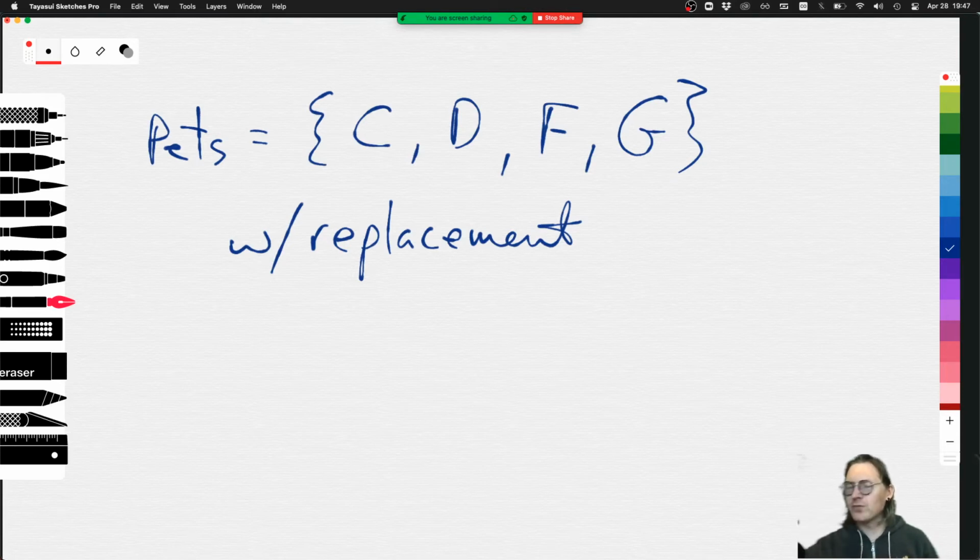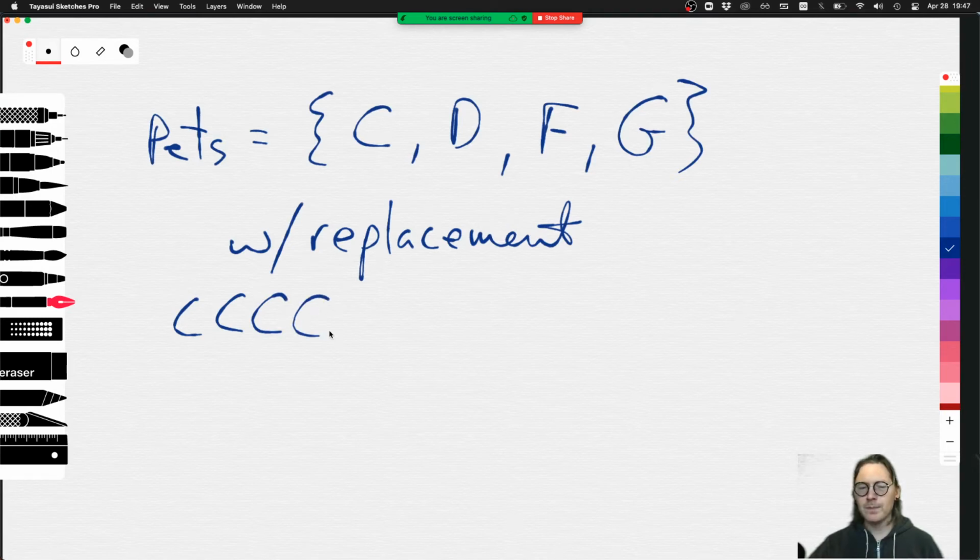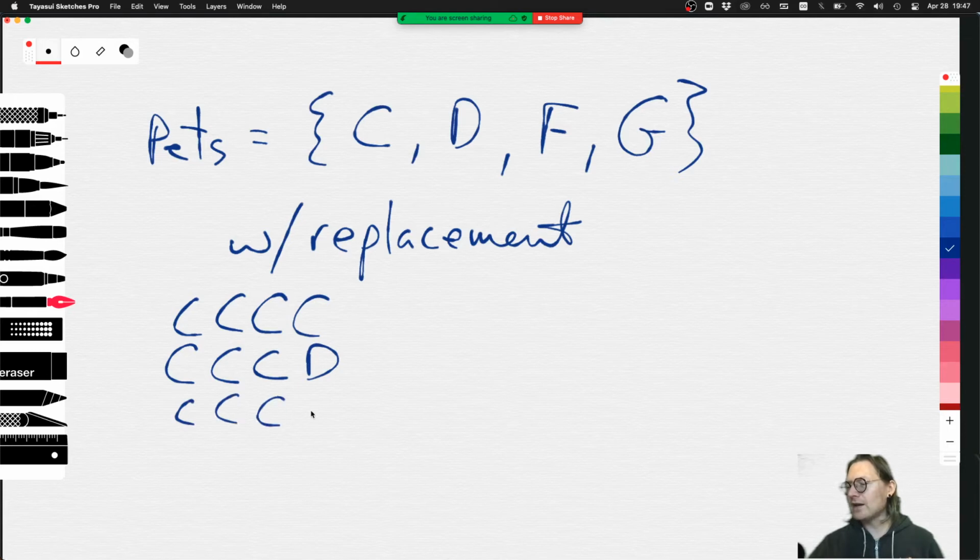Well, if we're talking about drawing 4 pets, one of the possibilities is we get a cat, then we get a cat, we get a cat, and then we get a cat, right? And it may not be obvious, this is a number with 4 places, okay? And then here's another possibility. We get a cat, and then a cat, and then a cat, and then a dog. And then a cat, cat, cat, and a ferret, cat, cat, cat, goldfish.